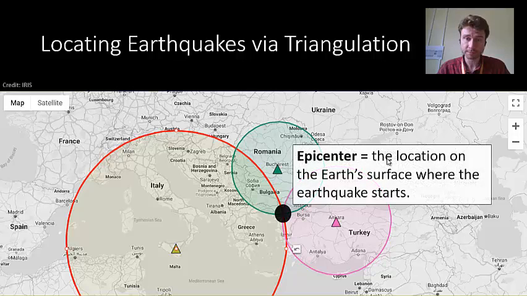That pinpoint is what's known as an epicenter. The epicenter is the location on the Earth's surface where the earthquake starts. This is an important word. So that being said, we can talk about epicenters and locations as being important to understand earthquakes.